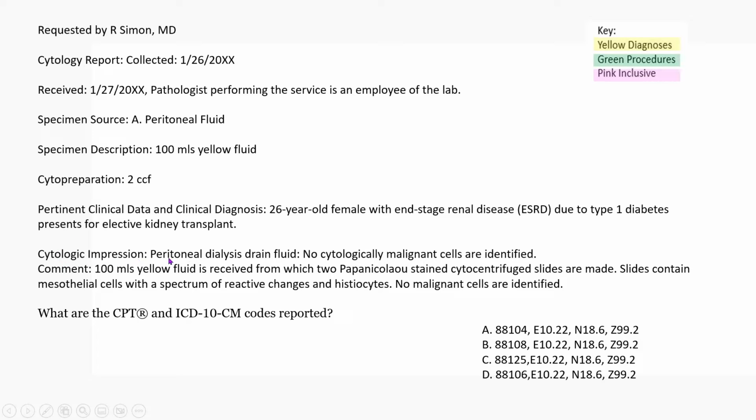Cytologic impression. Peritoneal dialysis drain fluid. No cytologically malignant cells are identified. Comment. 100 milliliters yellow fluid is received from which 2 Papanicolaou stain cytocentrifuge slides are made. Slides contain mesothelial cells with a spectrum of reactive changes and histiocytes. No malignant cells are identified. What are the CPT and ICD-10-CM codes reported? Coders, you have 2 minutes.